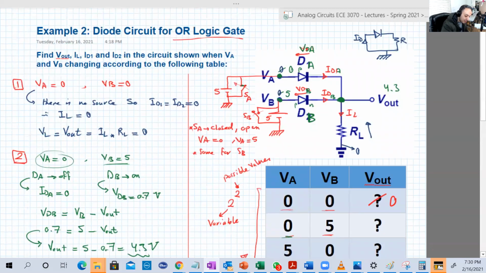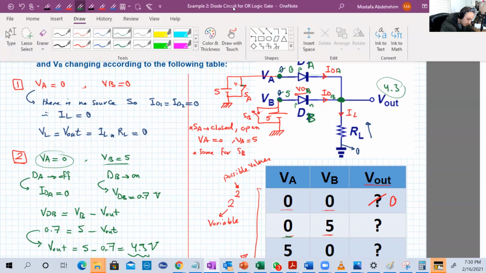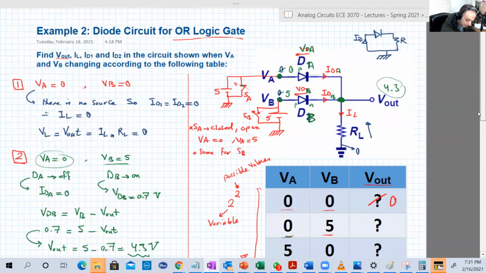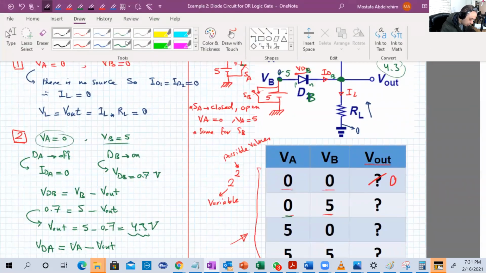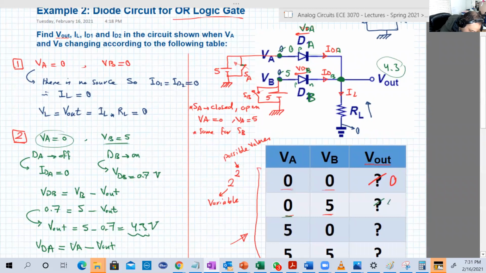Because here, look, the B side is connected to 0. The N side is connected to 4.3 volt. So the voltage difference is negative. It's reverse. So that's our check. Now we proved that our assumption is correct. Now let's have an insight. Let's do it in another color. Okay, so we just finished number 2, and we discovered that V out is 4.3 volt.